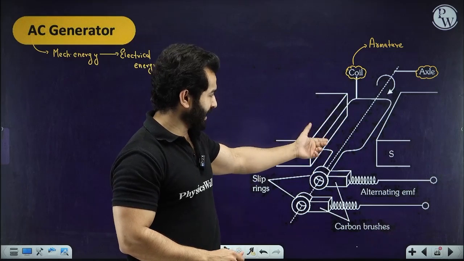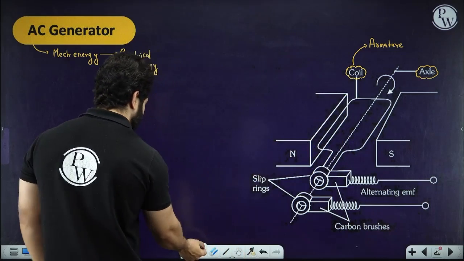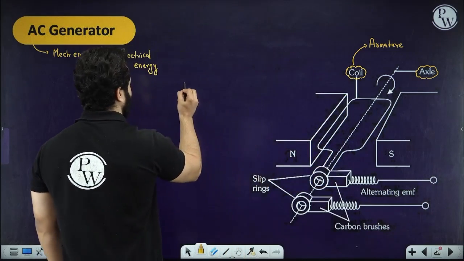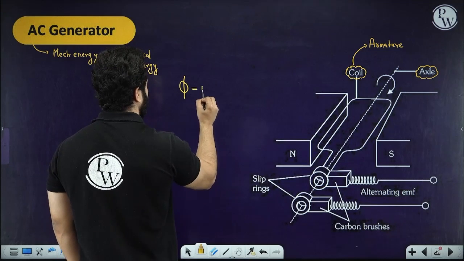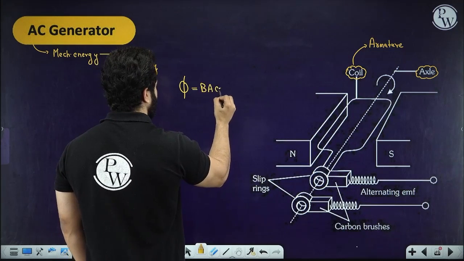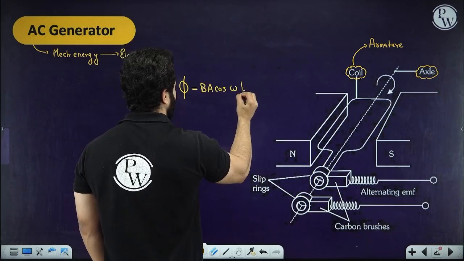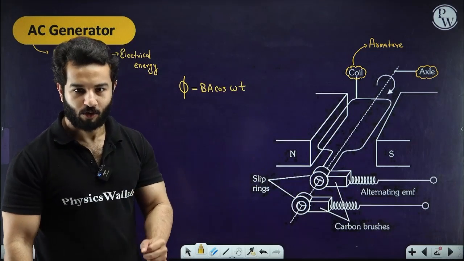And using that, this is going to rotate. Let's suppose at any given point flux will be BA cos theta. Theta can be written as omega t. Let's suppose it is rotating with angular velocity omega.